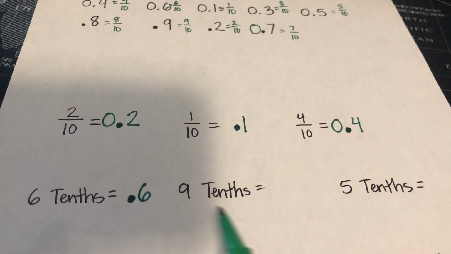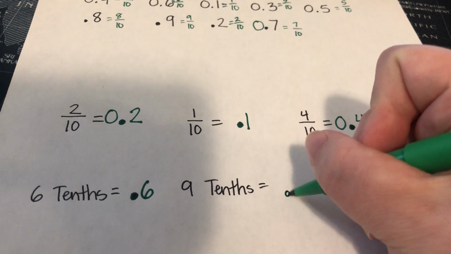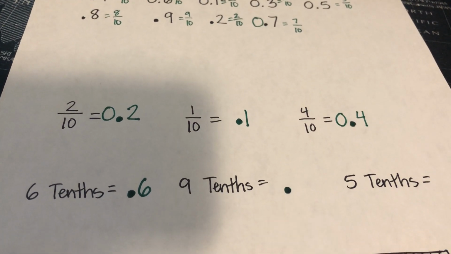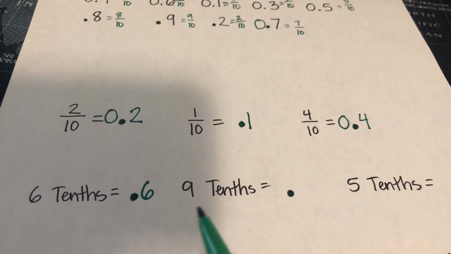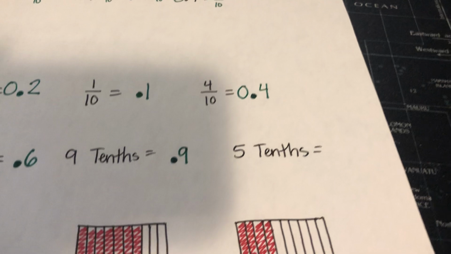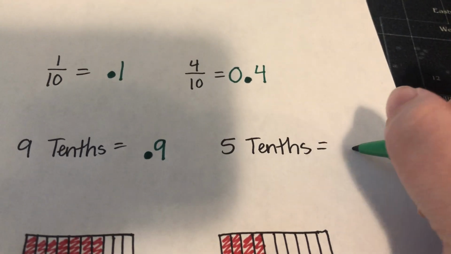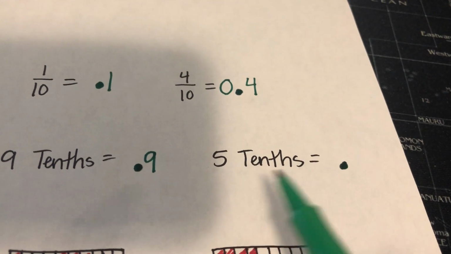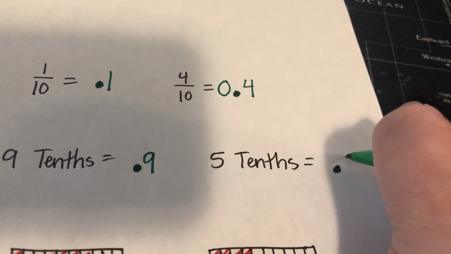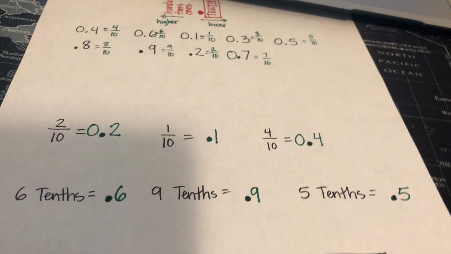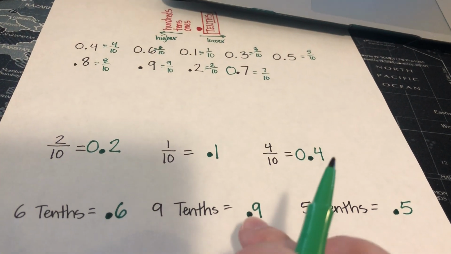Right here, we have 9/10. Let's write that as a decimal. I'm gonna write the decimal down. How many tenths do I have directly to the right of the decimal? I have 9/10. Okay. What about 5/10? I'm gonna write my decimal here. Decimal. How many tenths do I have? I have 5.